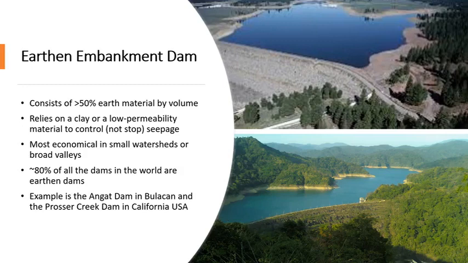Examples of this type of dam are the Angat Dam in Bulacan, as you can see in the figure in your lower right, and the Prosser Creek Dam in California, USA.